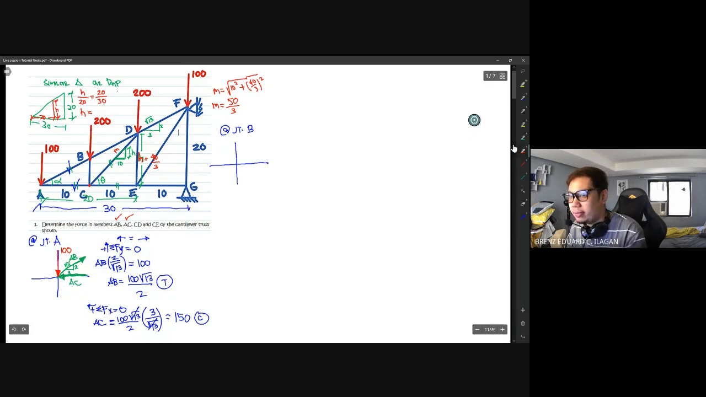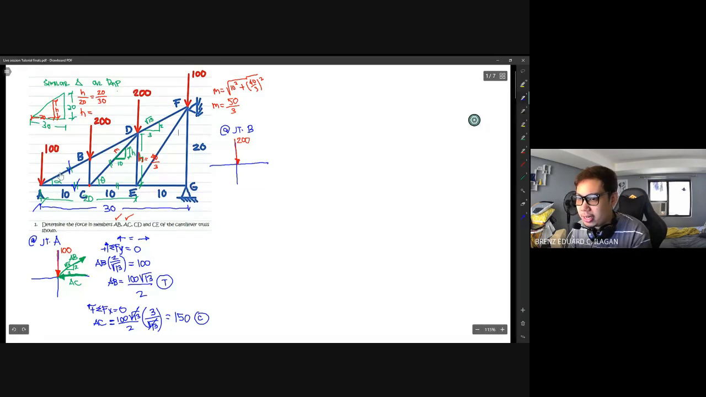Nung sinagot ko siya kahapon, ito yung pinagkamalian ko. So, wag na wag niyong kakalimutan yung externally applied load, ha? So, 200. Unahin niyo na agad yung externally applied load, tapos bago niyo ilagay yung mga force in each member. And then ang sunod, unahin natin yung AB.